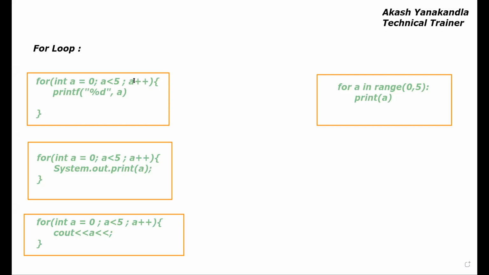In this session, we'll see about the for loop. Here we have the for loop in different programming languages. If we observe carefully, this for loop is about the C programming language, this for loop is totally based on Java, this for loop is based on C++, and this for loop is based on the Python programming language.